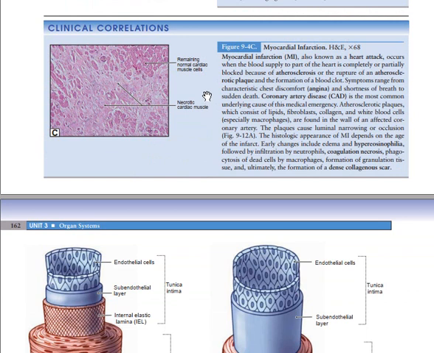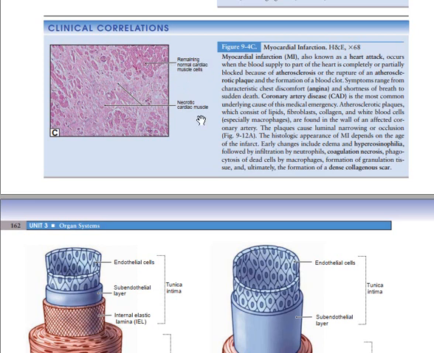Now we have the myocardial clinical correlation. Now we have myocardial infarction. Myocardial infarction, also known as heart attack, occurs when the blood supply to the heart is partially or completely impaired. It may be due to arteriosclerosis, or due to a rupture of an arteriosclerotic plaque. In the histologic section, you can visualize necrotic cardiac muscle, and then remaining normal cells.